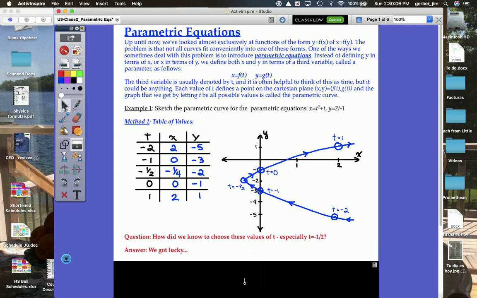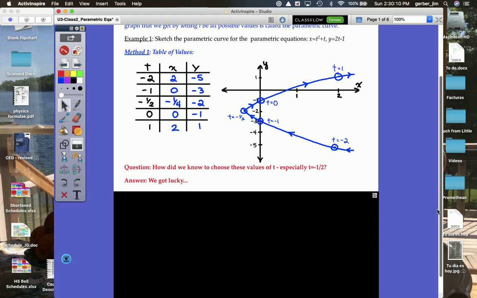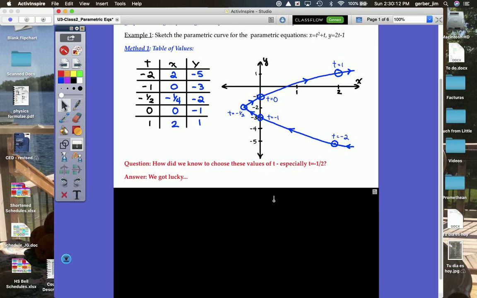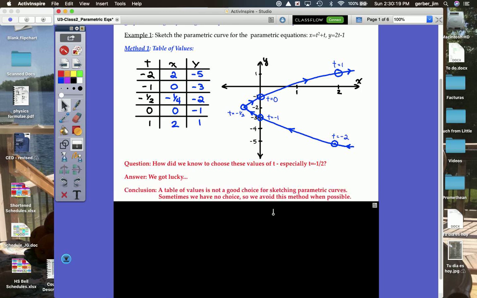Well, we got lucky. No, we didn't really get lucky. I had already worked the problem out a different way, and I knew that the vertex was going to occur at t equals -1/2. But if you just started with a table of values, you wouldn't know that. So what's our conclusion? Our conclusion is that a table of values, while quite easy to do and quite useful for getting an idea of what's going on, is maybe not a very great choice for sketching parametric equations. Now, sometimes we don't have any other choice, but when we do have another choice, we tend to avoid this method.